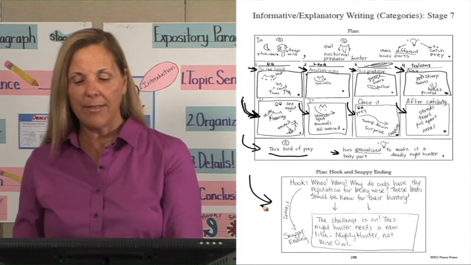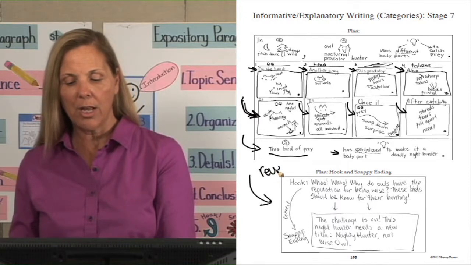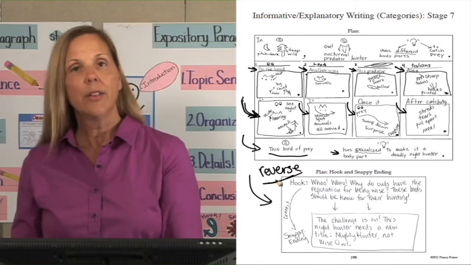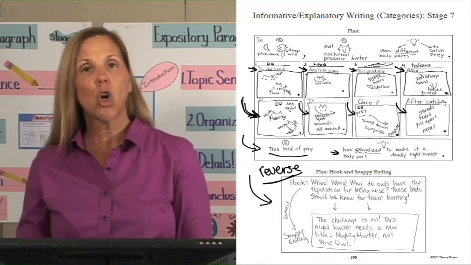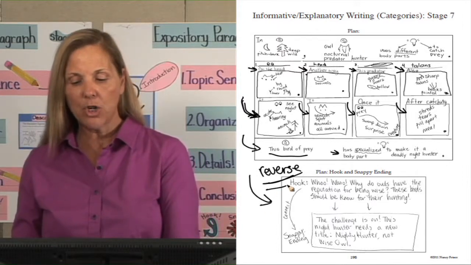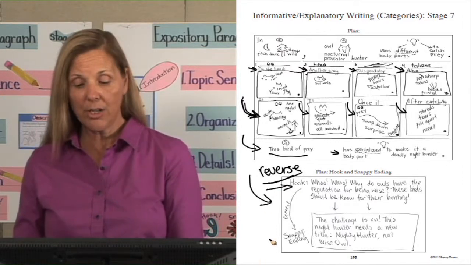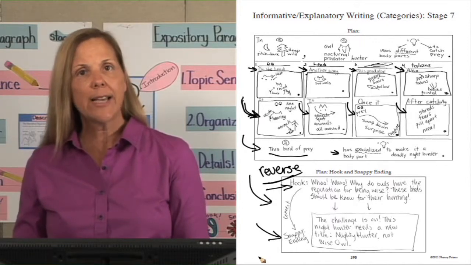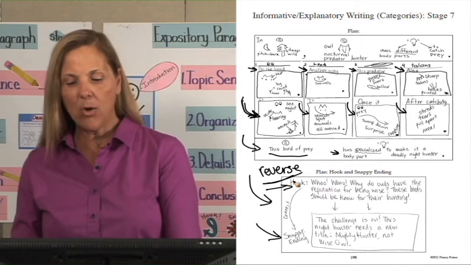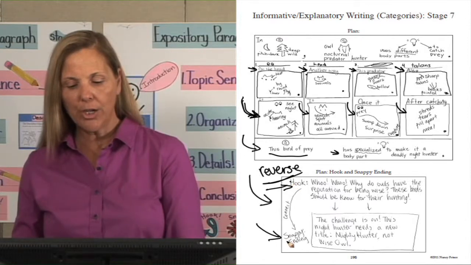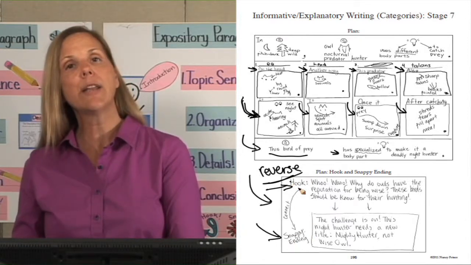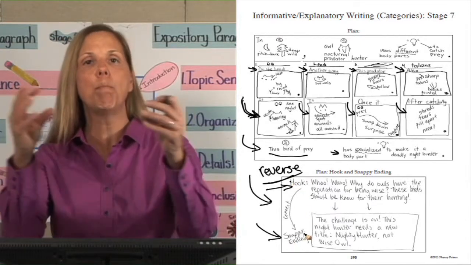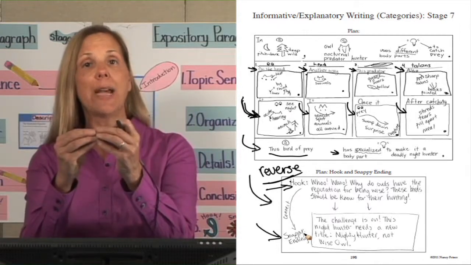Notice below that this is the reverse part of the organizer. This is where the children are now going to turn their page over, and on the reverse part, they're going to plan their hook and they're going to plan their snappy ending. Why am I doing that on the reverse side? Because now I can have them actually look at their hook and their snappy ending and try to make them connect together, almost like a bow that wraps up this paragraph.